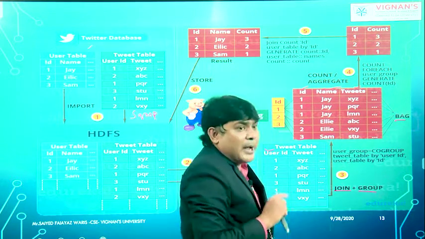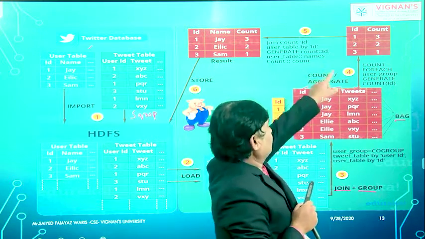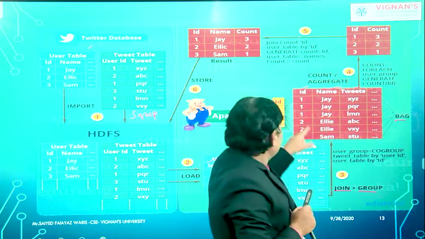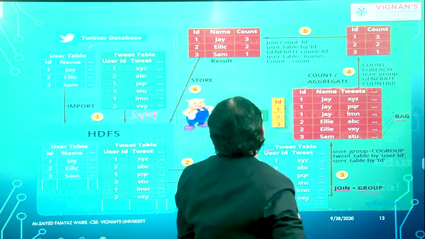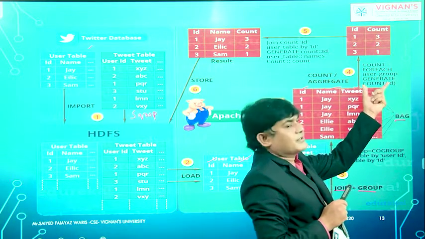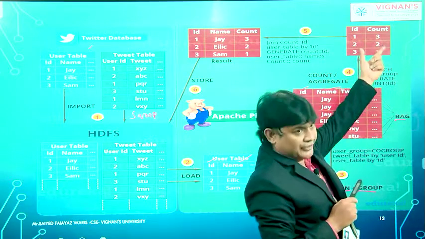After that, I am doing some other processing. What process am I doing? I am going to count, for each ID, how many tweets he made. For ID 2, how many tweets he made. For ID 3, how many tweets he made. I am going to do some counting. So again I am writing some small script, and what I am going to do is the counting. I am getting the count.